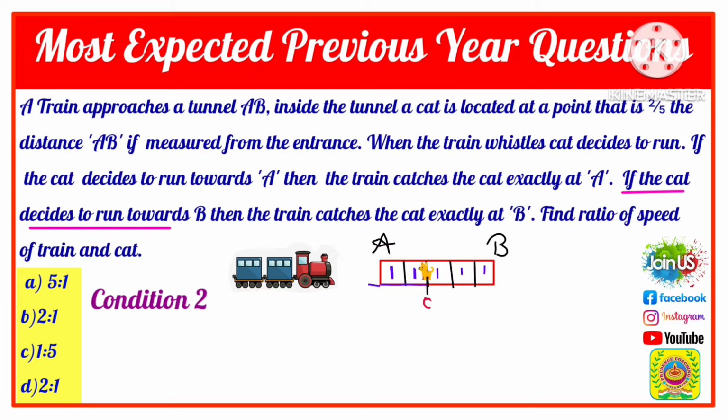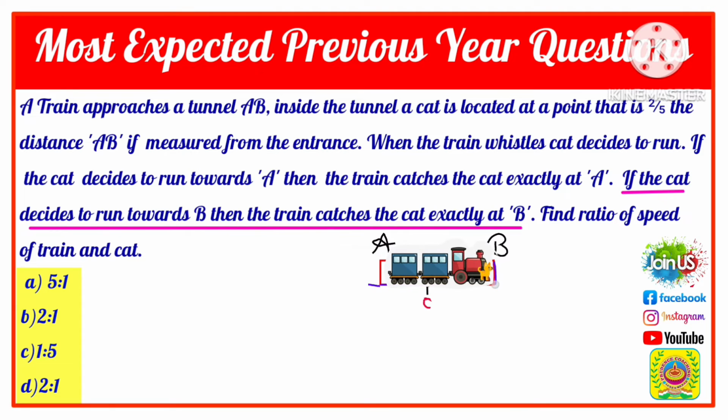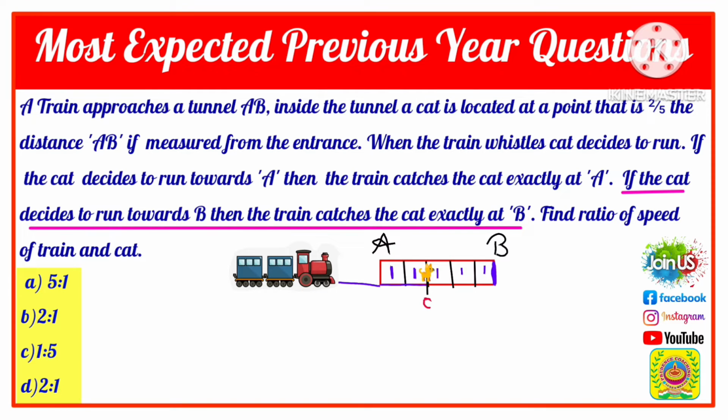Another condition is given: if the cat decides to run towards B, then the train catches the cat exactly at B. Now if the cat is moving towards B, in that case the train is also moving towards B, so they meet at the point B, or the train catches the cat at B. Here you are asked to find the ratio of the speed of train and cat.